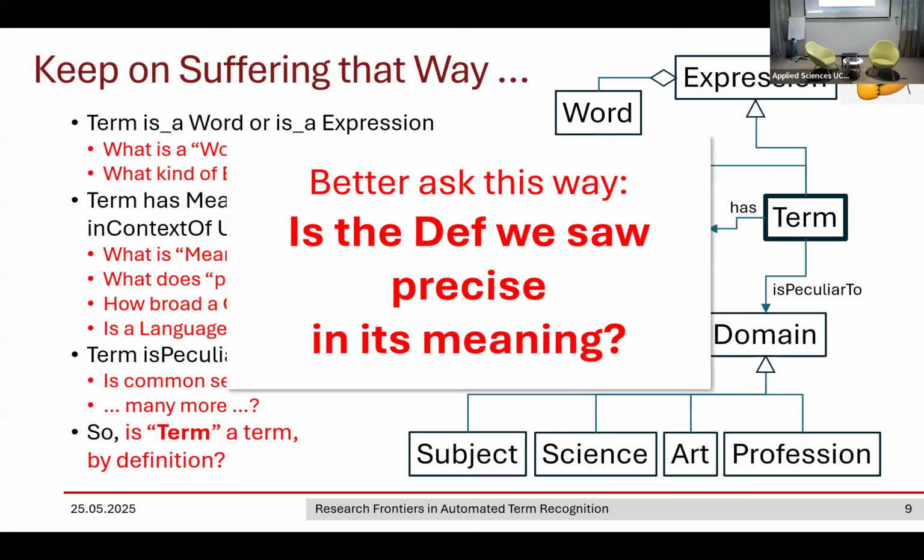So let's go further. I would better ask the same question about a term being a term in a different way. Focusing on the definition we have used to qualify if it belongs to terms and does not belong. Is the definition we have seen so far sufficiently precise in its meaning? That's a little bit more constructive question. So if we manage to answer this, I believe we could manage to go further in distinguishing between terms and not terms.